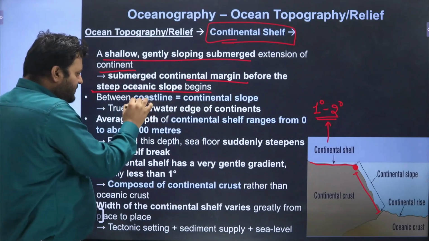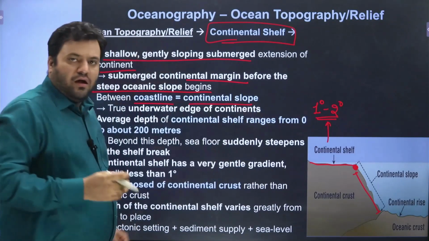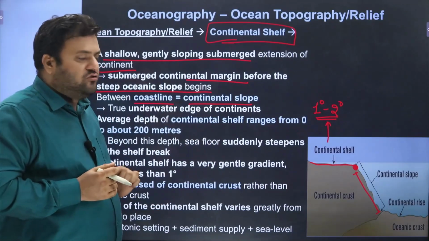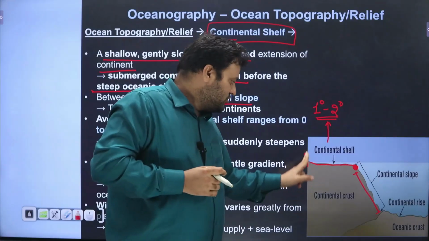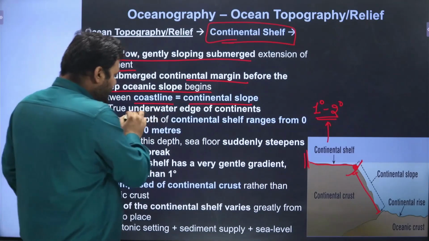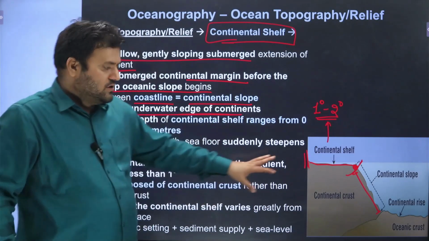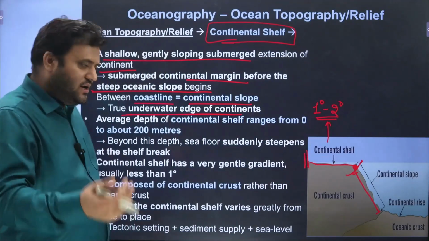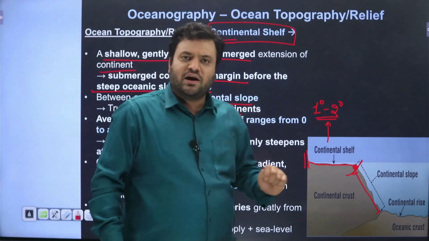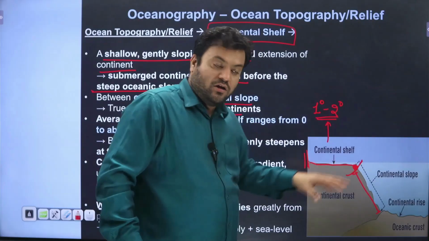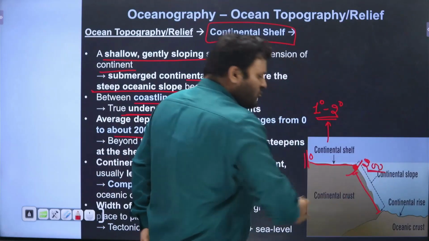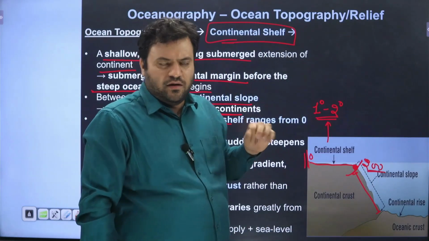This continental shelf is basically the transition area between the coastline and the continental slope, or the shelf break point. It is basically the true underwater edge of continents, which is why the name is continental shelf. The average depth of the continental shelf ranges roughly from 0 to 200 meters. We are talking about depth here, so starting from 0, and at the broader extension it could be deeper, roughly 200 meters.